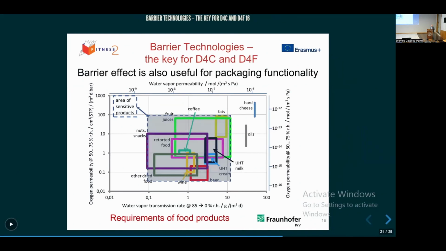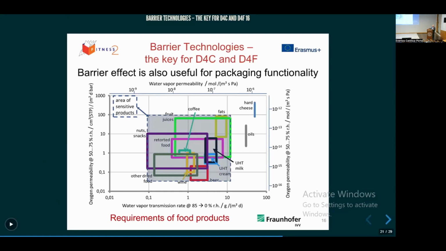So finally, if we apply these techniques, they give us one benefit, which I want to talk about right now. And this is the functionality for the packed food. Most of you will know that water vapor transmission and oxygen transmission are important factors for the functionality of a packaging, and that we need high barriers against those two substances for many applications.